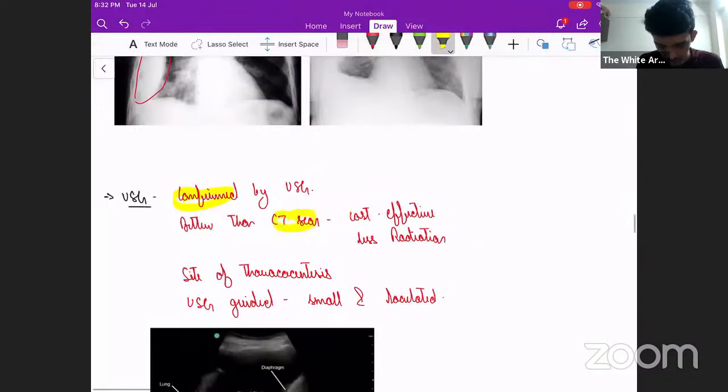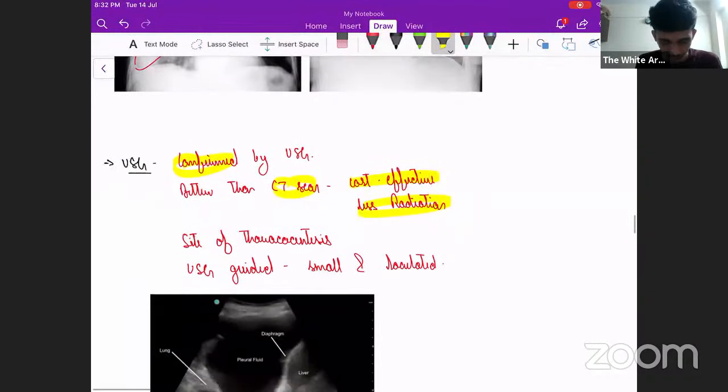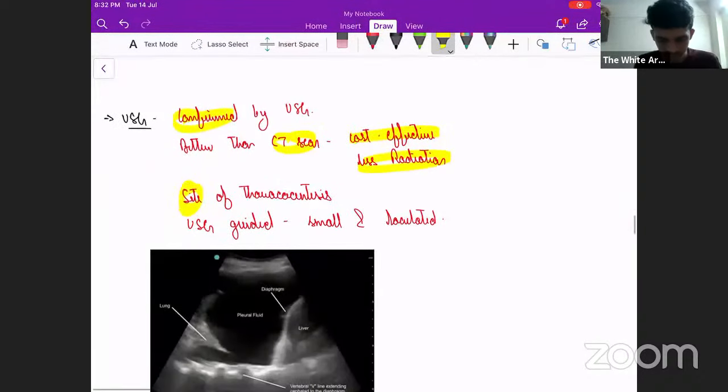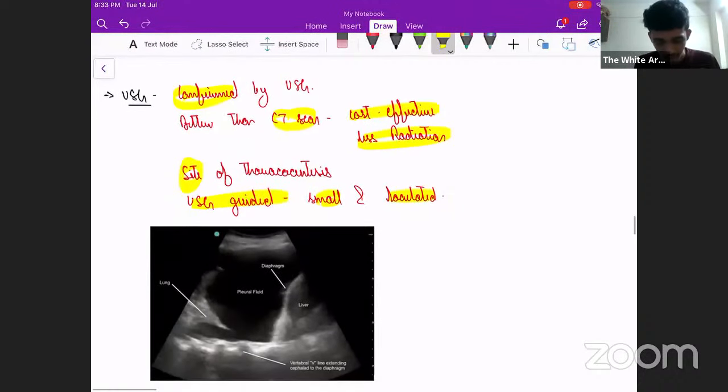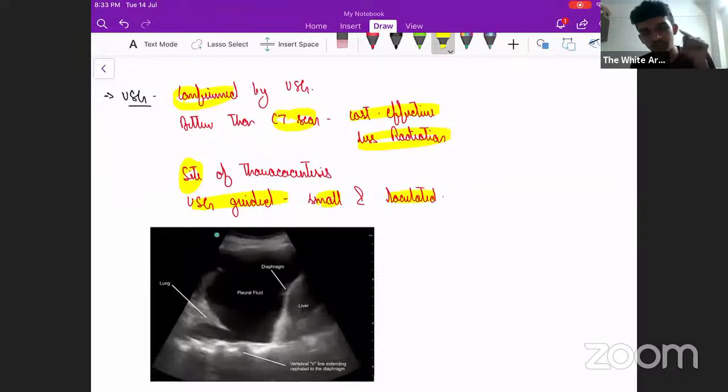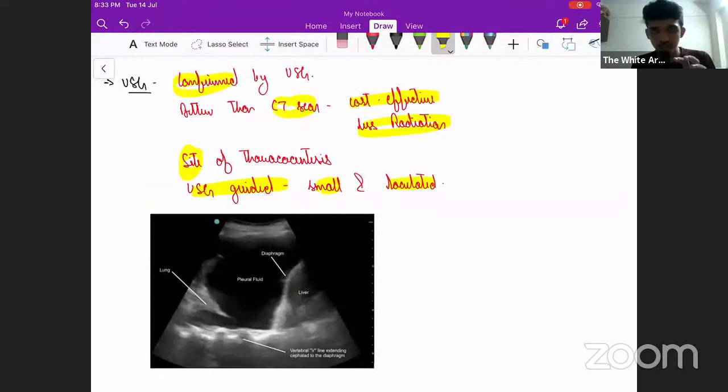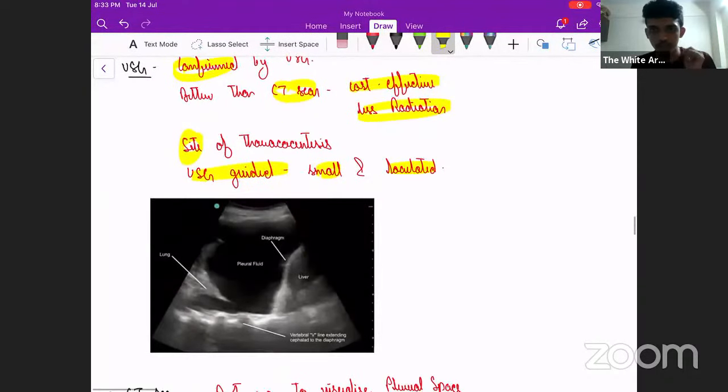It is better than CT scan because it is cost effective, less radiation exposure is there, and it can let us know the site of thoracocentesis. USG can find out small and loculated effusion, and USG guided thoracocentesis can be done. Even for thoracocentesis, you can mark the site, or directly do percussion, find the upper fluid level and then do it, or you mark the site through ultrasonography. When it is a loculated pleural effusion or a very small pleural effusion, we'll have to go ahead and do a USG guided procedure.